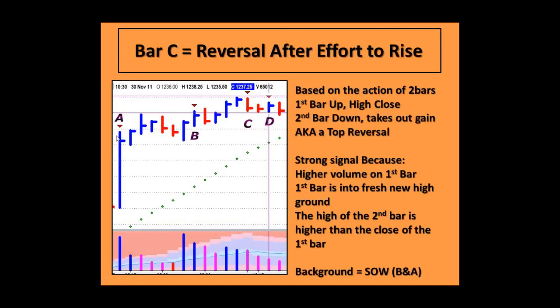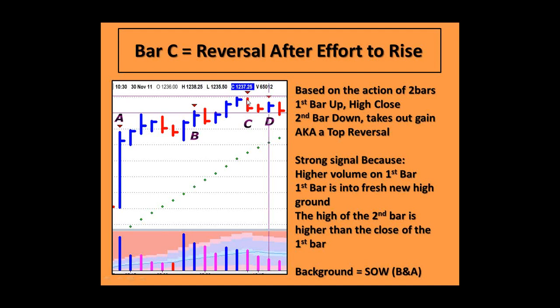Okay, now here was bar A, supply coming in. Here was bar B, end of a rising market. Here's bar C, reversal after effort to rise. This is very interesting. I saw it twice today in the e-mini as I scanned. Okay, it's based on the action of 2 bars. So it's bar C and the bar before it. This first bar closes up. It's an up bar, and it closes high. The second bar closes low.